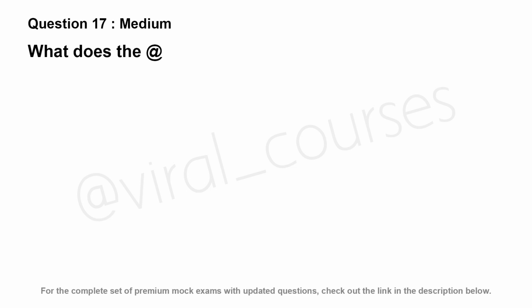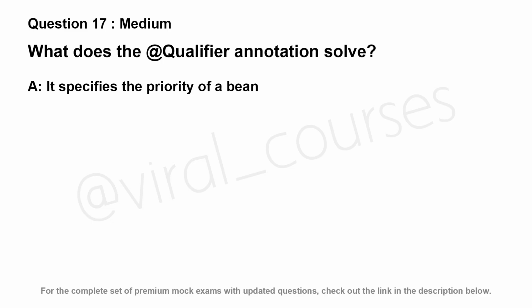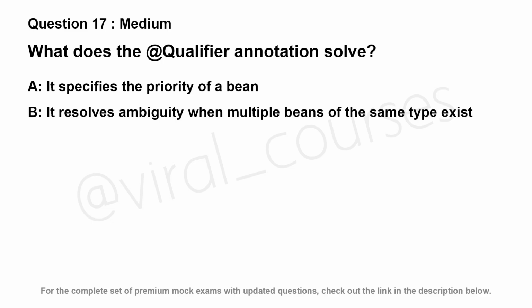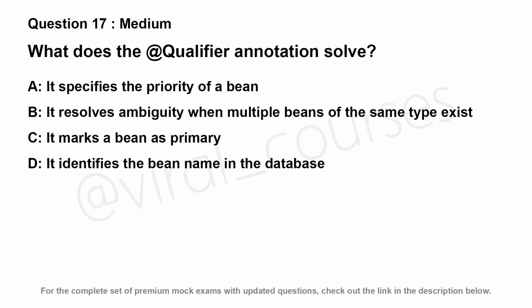What does the @Qualifier annotation solve? Option A. It specifies the priority of a bean. Option B. It resolves ambiguity when multiple beans of the same type exist. Option C. It marks a bean as primary. Option D. It identifies the bean name in the database.